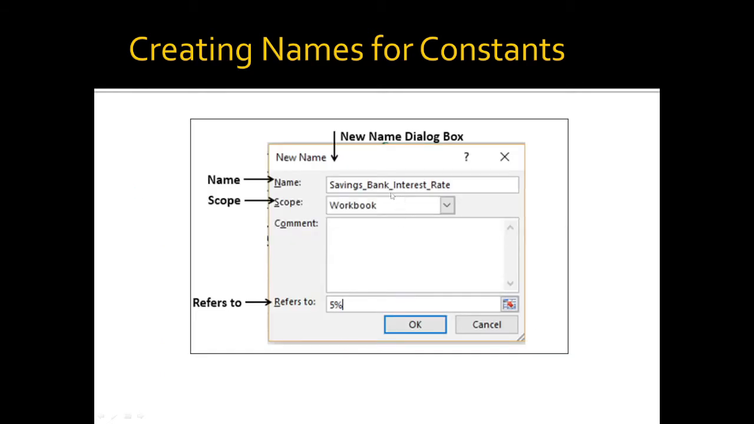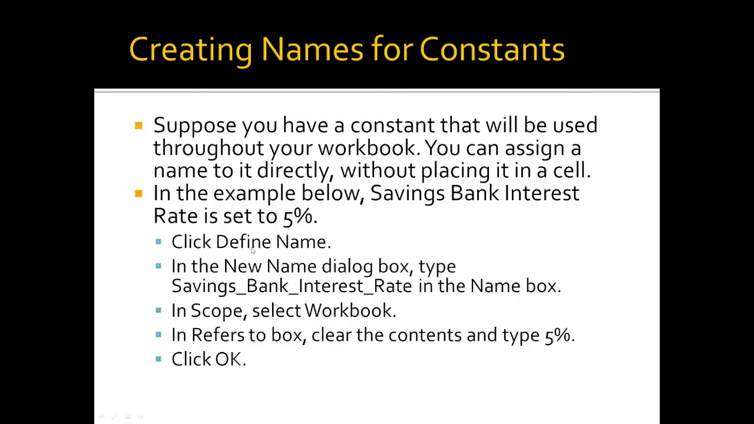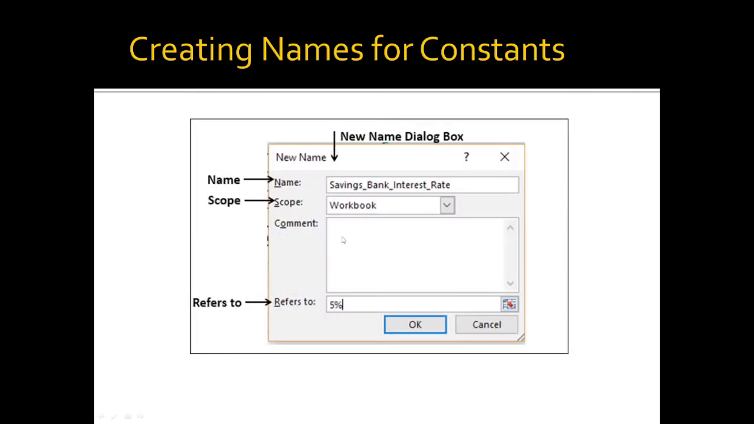So here is the new name dialog box, after we click define name. We type the name of the variable, or rather the name of the constant. The scope is workbook, and then we type here the value. By the way, 5% is 0.05. Then we just click OK.